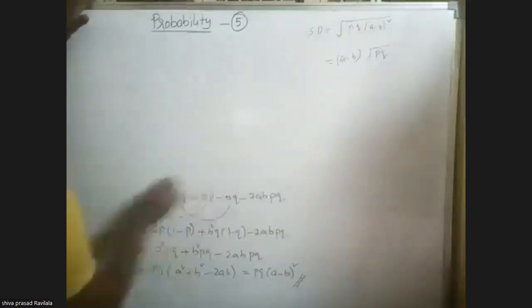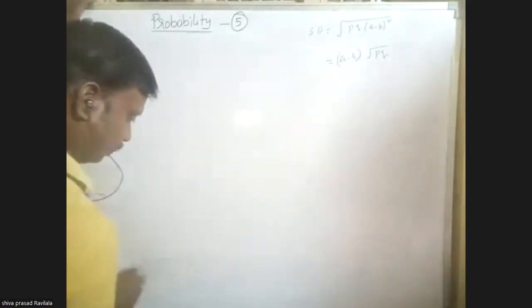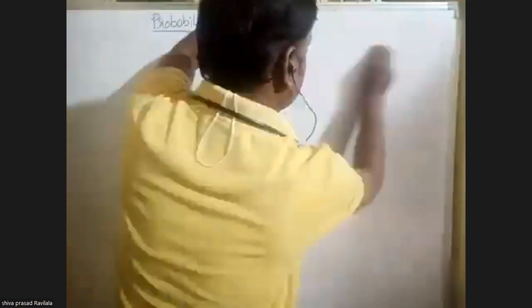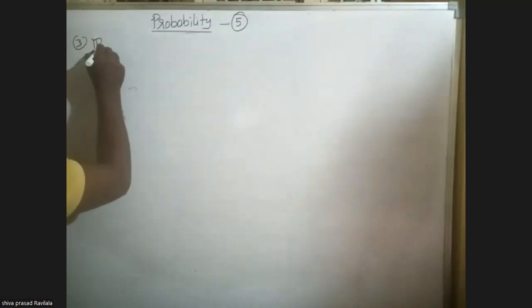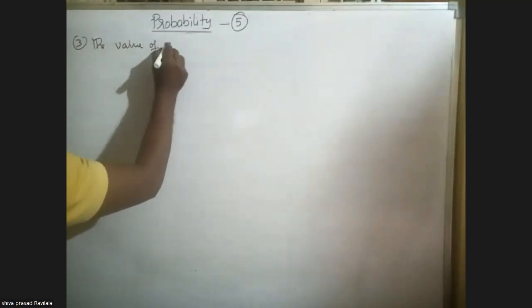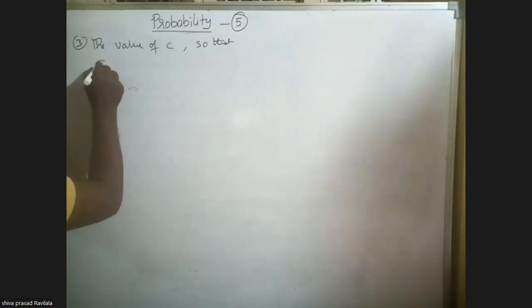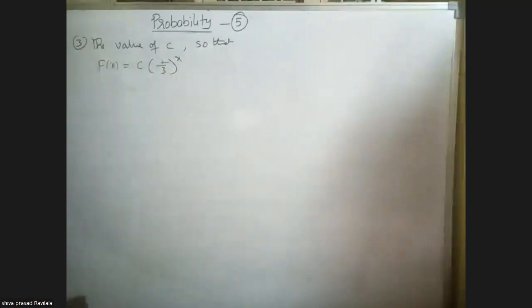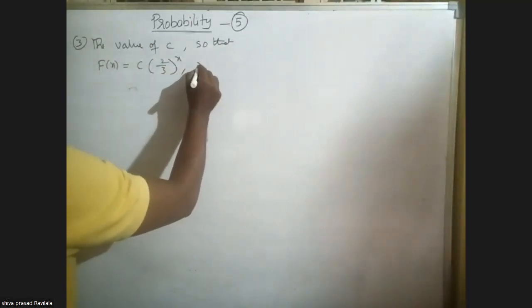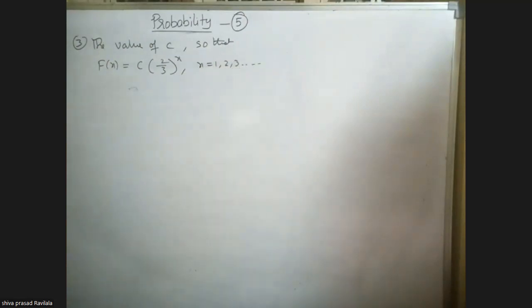In this, they give an expansion question, a sequence question. Find the value of C. One condition is given: f of x is equal to C into 2 by 3 whole power x, and x is equal to 1, 2, 3, and so on. They clearly mentioned it. With this alone we can't do anything.